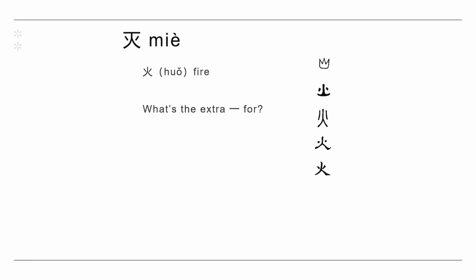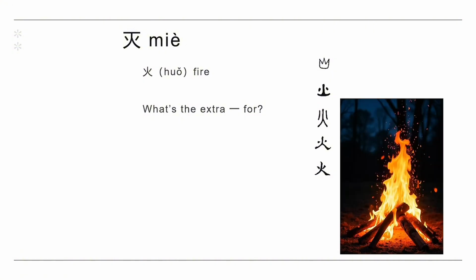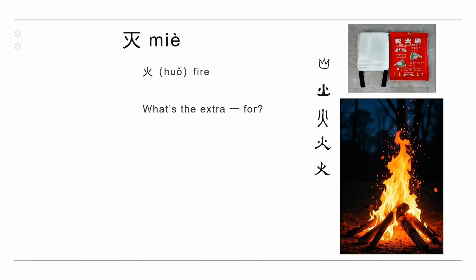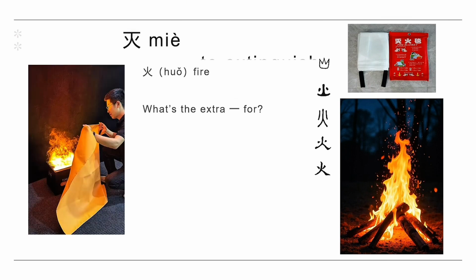This character is 灭, fourth tone. You may recognize 火 meaning fire. But what's the extra horizontal line for? Imagine that you have a fire that you want to put out. The way that you would do this is either to douse it in water or perhaps use something to smother it, something like this fire blanket. By putting this on top of the fire, you would have successfully extinguished it. So 灭 represents this idea of covering and extinguishing a fire.